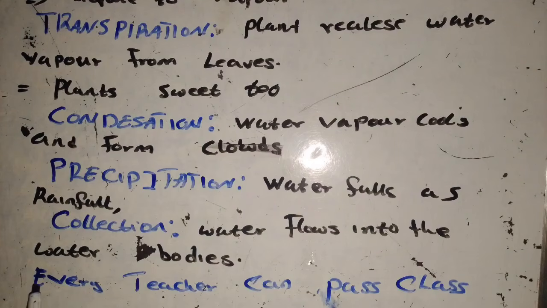This E stands for evaporation that we've talked about. So this is evaporation, and then this is transpiration. T stands for transpiration, C stands for condensation, P stands for precipitation, and C stands for collection. So use this trick: collection, precipitation, condensation, transpiration, evaporation. Use this trick to remember the processes.